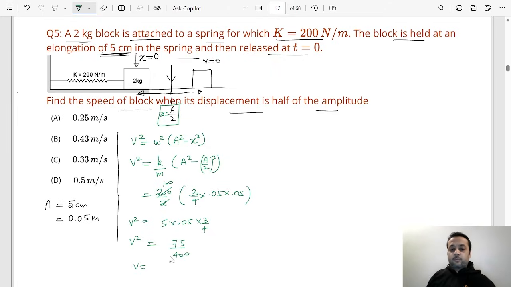So this will become how much? 25 becomes 5 and 400 becomes 20 and root 3. That means root 3 by 4, which means 1.73 by 4. So naturally this value will be how much? 0.4 something, because 1.6 by 4 is 0.4. So I hope you would have understood. You can do this question by energy conservation also. I hope you have understood.